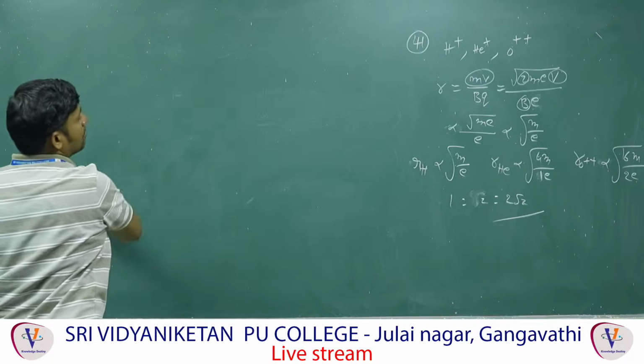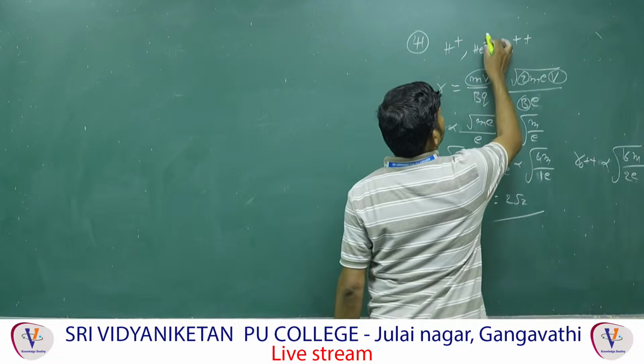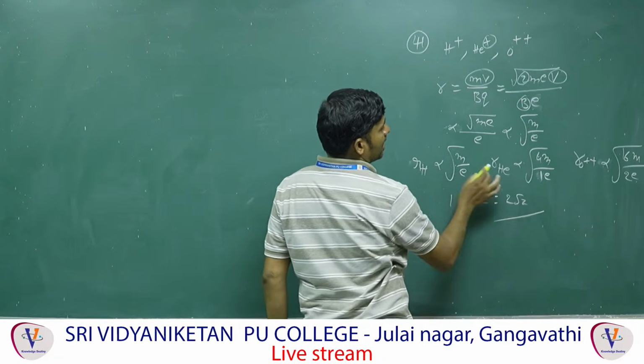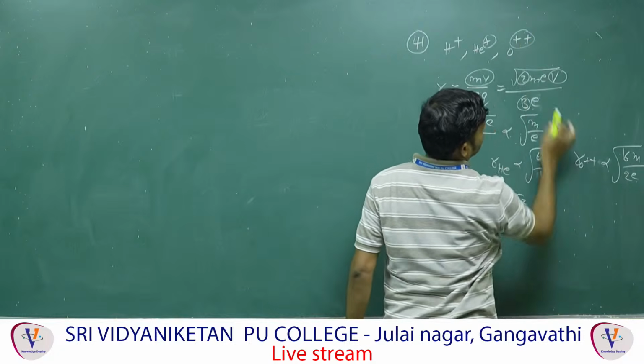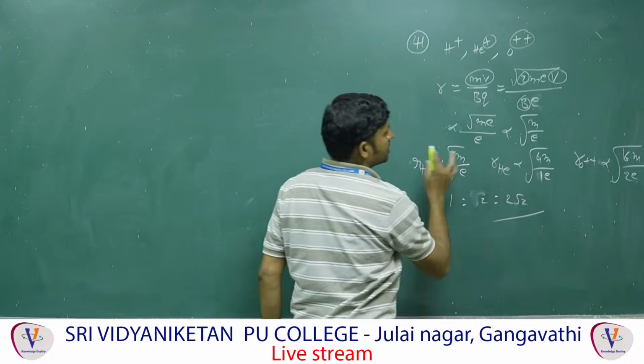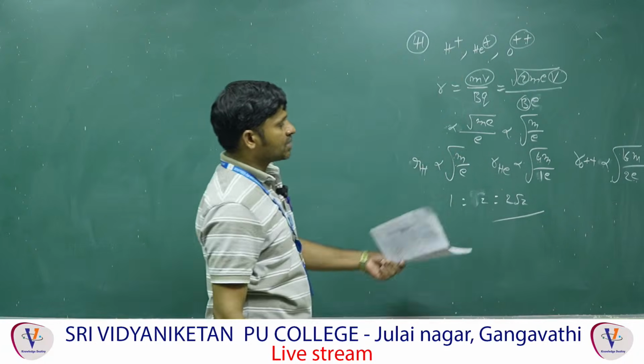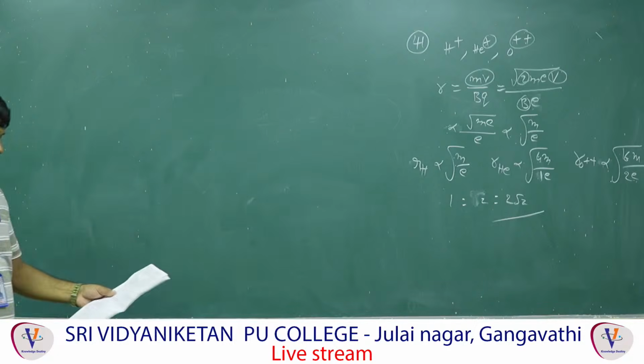The mass values 1, 4, 16 are given. A proton already has the charge of 1e. So that is how we get the answer.